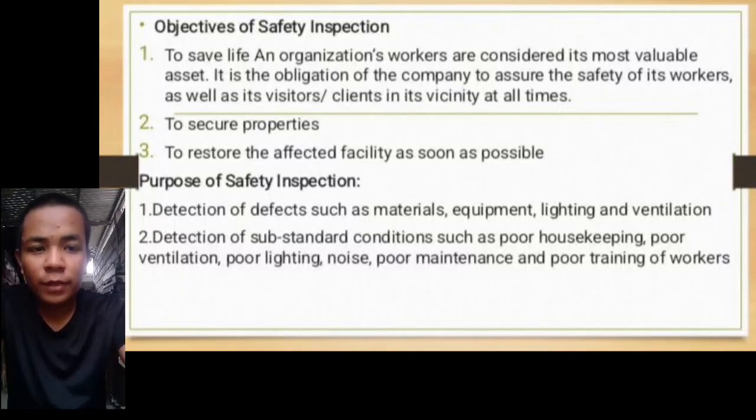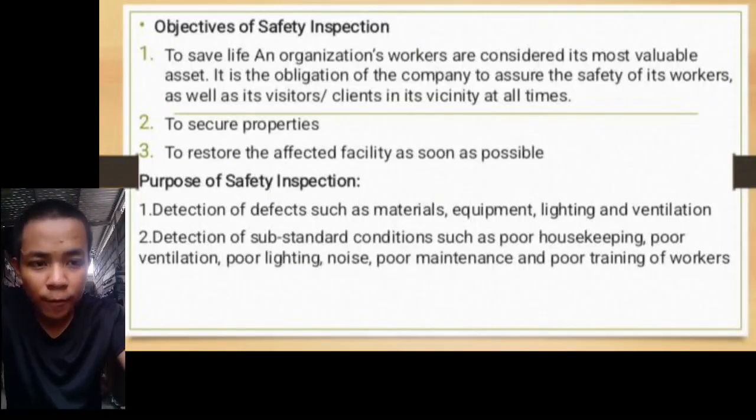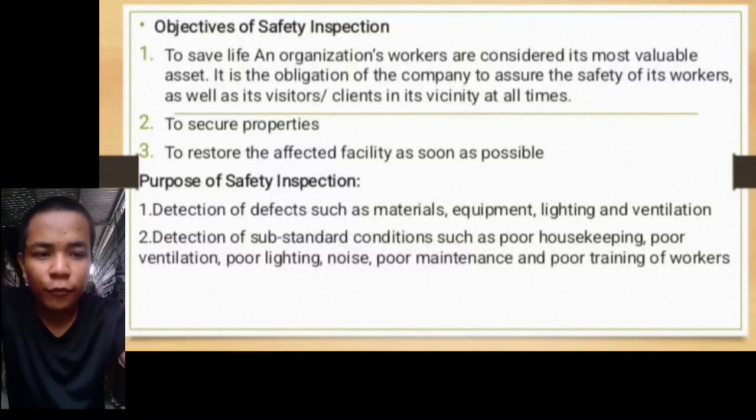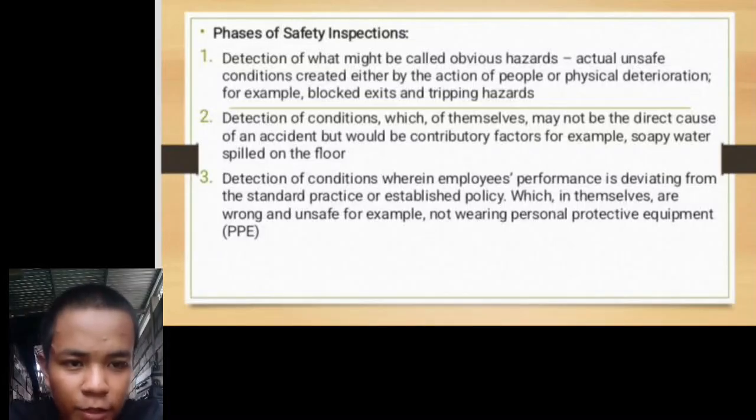Purpose of safety inspection. 1. Detection of defects such as in material, equipment, lighting, and ventilation. 2. Detection of substandard conditions such as poor housekeeping, poor ventilation, poor lighting, noise, poor maintenance, and poor training of workers. Phases of safety inspection.